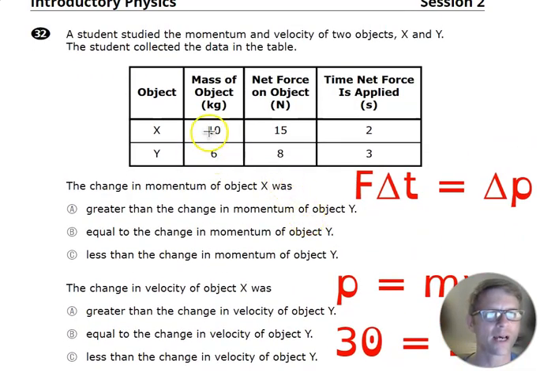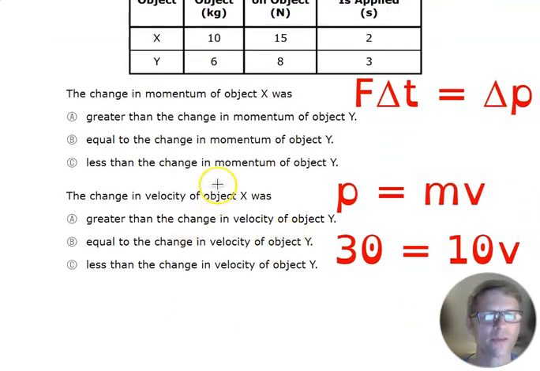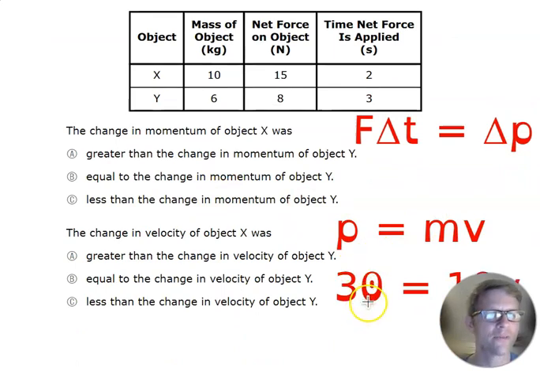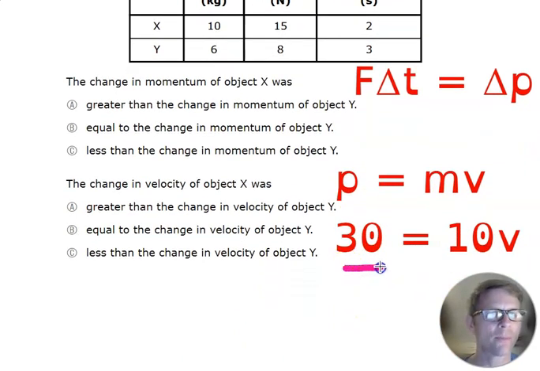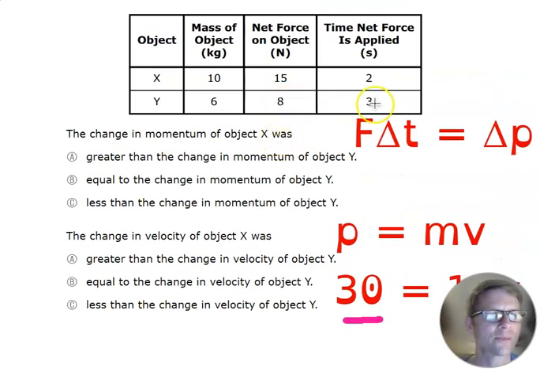Okay, so here we have force and time. For this first part, you're just going to do force multiplied by time, and you can see that one of them is greater than the other, because that force multiplied by time gives you the change in momentum. Now, for the next one, the change in velocity, this is a little tricky, because if you look at x, it has a change in momentum of 30, but a mass of 10. So it changed its velocity by 3. And then if you look at 8 times 3, because again, we multiplied force and time.